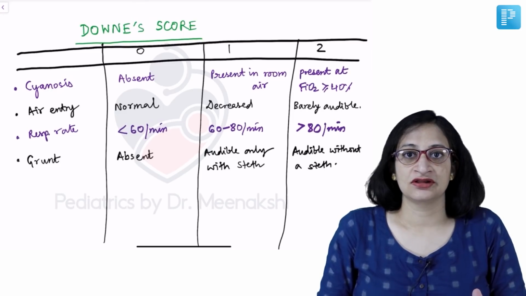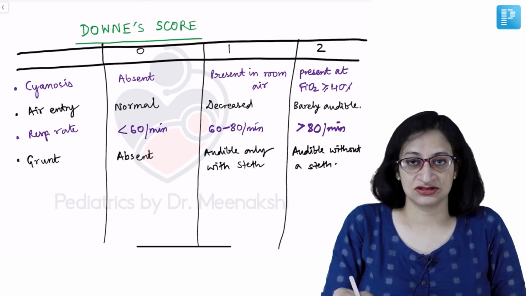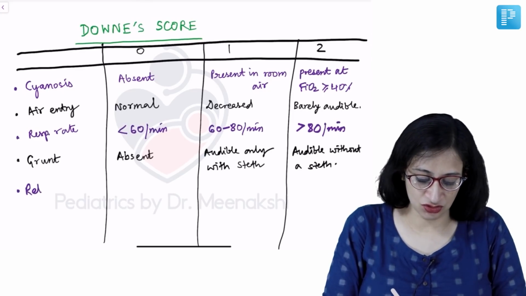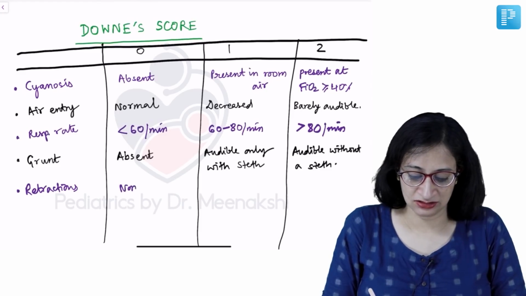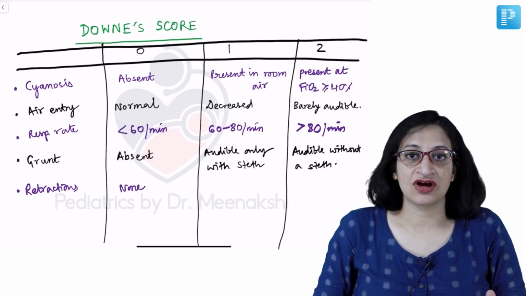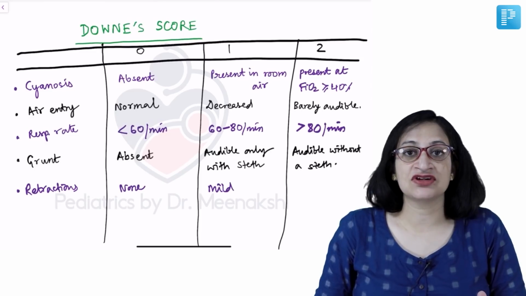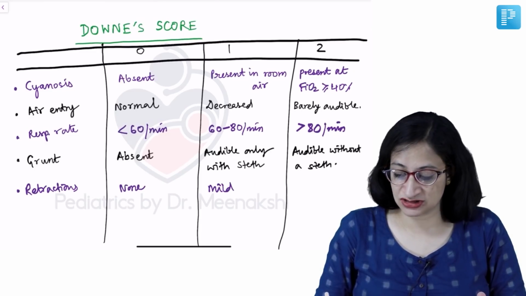Alright. Now coming to retractions. So retractions, we give it a score of 0 if there are no retractions. Okay. None. We give it a score of 1 if the retractions are there but they are mild. And we give it a score of 2 if the retractions are severe.